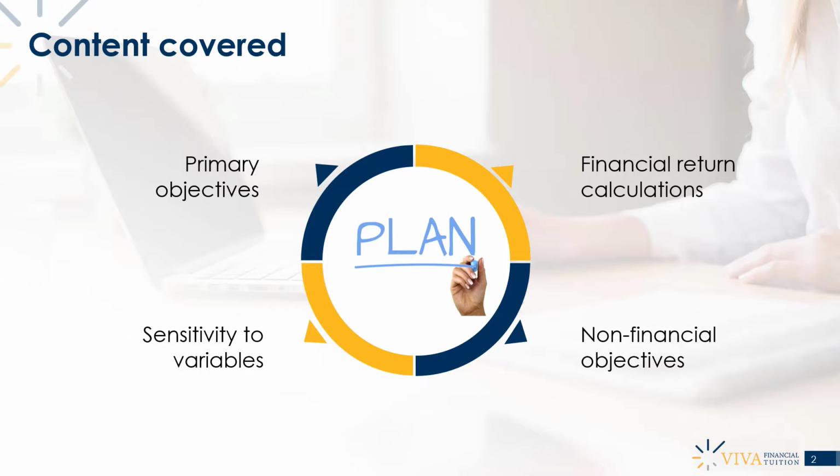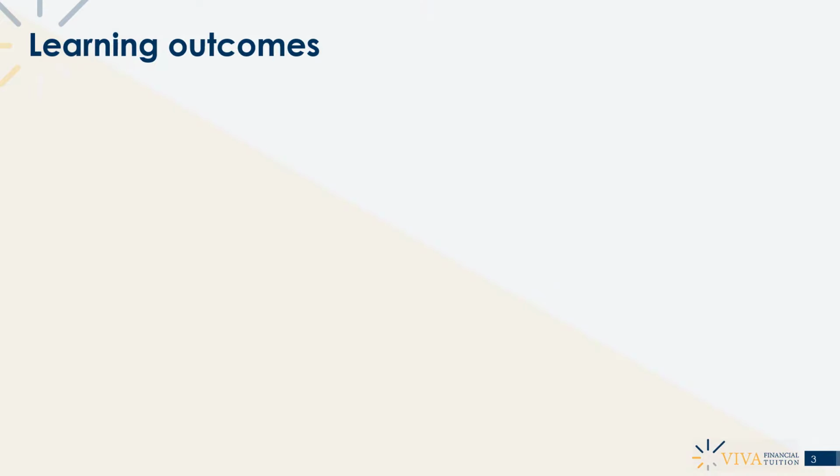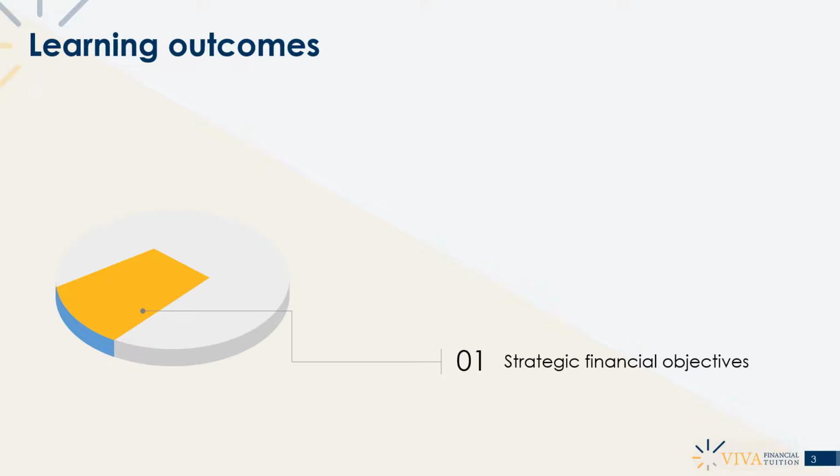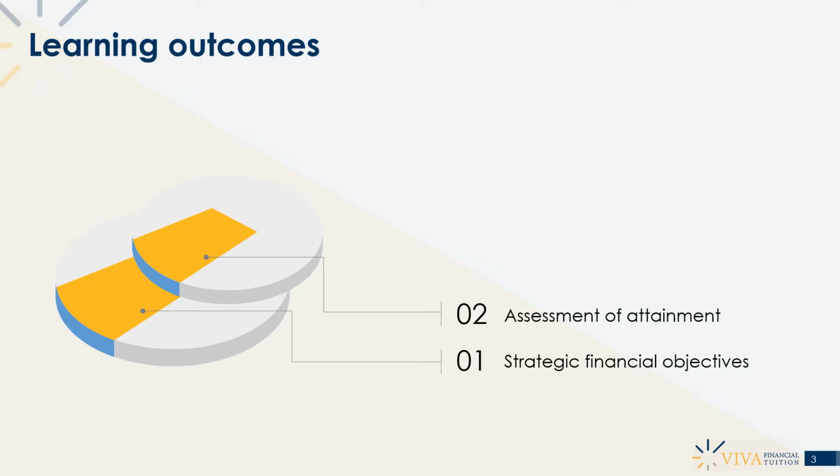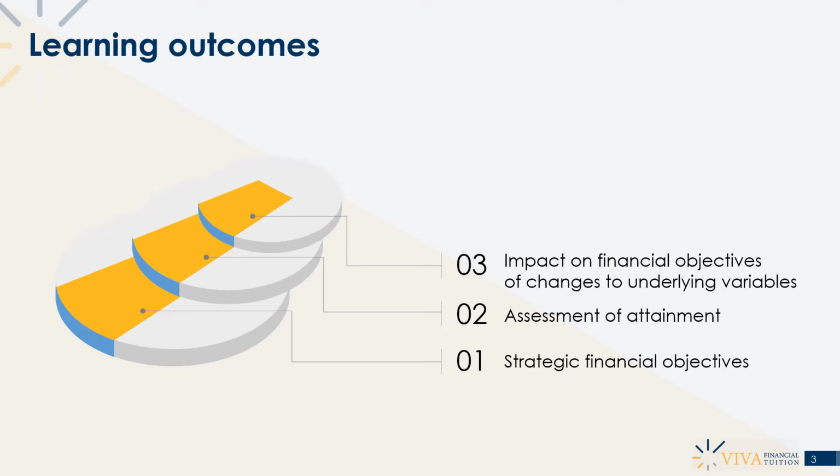So that's the content. What will you actually be able to do by the end of this section of the syllabus? Here are the learning outcomes. Firstly, you'll be able to assess the strategic financial objectives of an organisation, looking at the long term. Next, you'll be able to calculate whether or not those financial objectives have been met. Then, you'll be able to look at the impact on financial objectives of changing the underlying variables. So that's things like exchange rates and demand that I was talking about earlier.